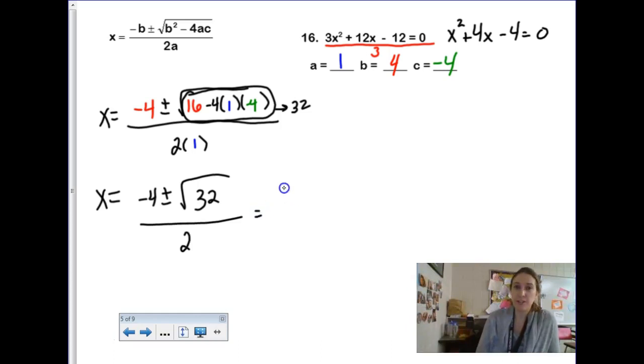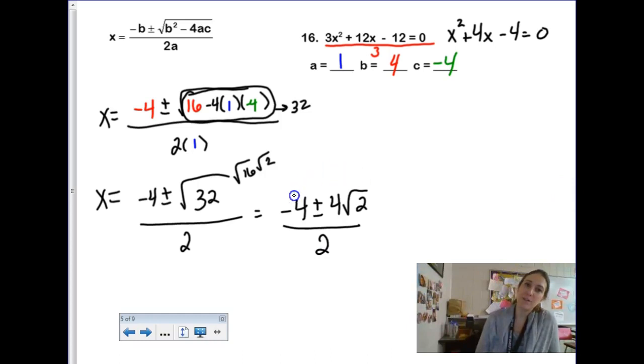Okay, a little bit of bad news, we're not done, because while square root of 32 is not a perfect square, it is reducible. 32 is 16 times 2. So I'm going to reduce this into negative 4 plus and minus 4 square roots of 2. Oh man, double bad news, we're still not done.